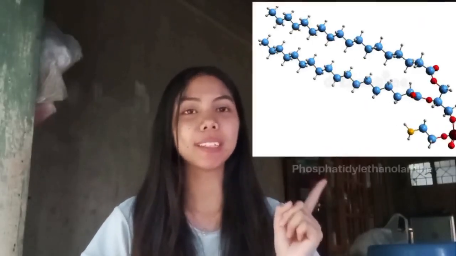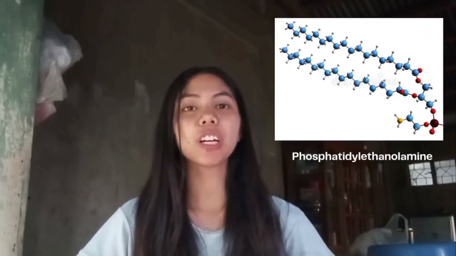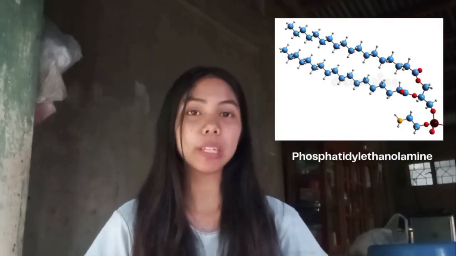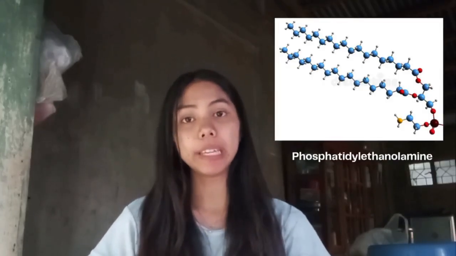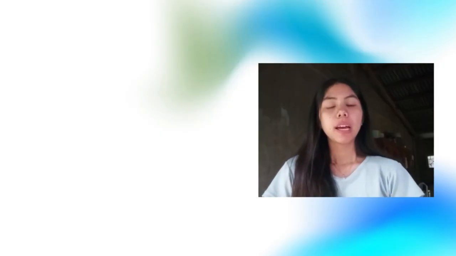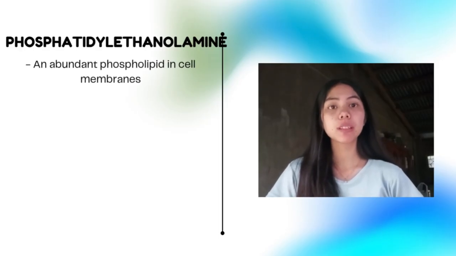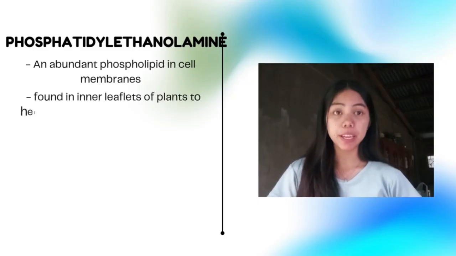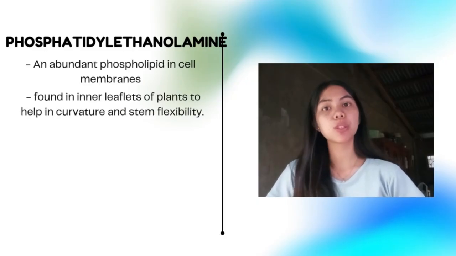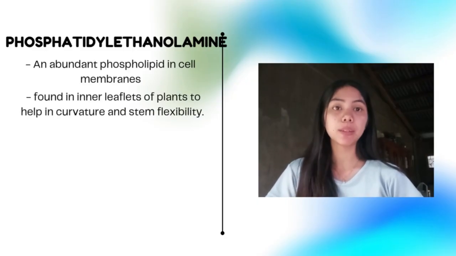Now, let's move on to phosphatidylethanolamine. Its structure is similar to phosphatidylcholine, but instead of choline, it has an ethanolamine molecule linked to the phosphate group. It is one of the most abundant phospholipids in cell membranes, particularly in the inner leaflet of the phospholipid bilayer, where it contributes to the membrane curvature and flexibility.